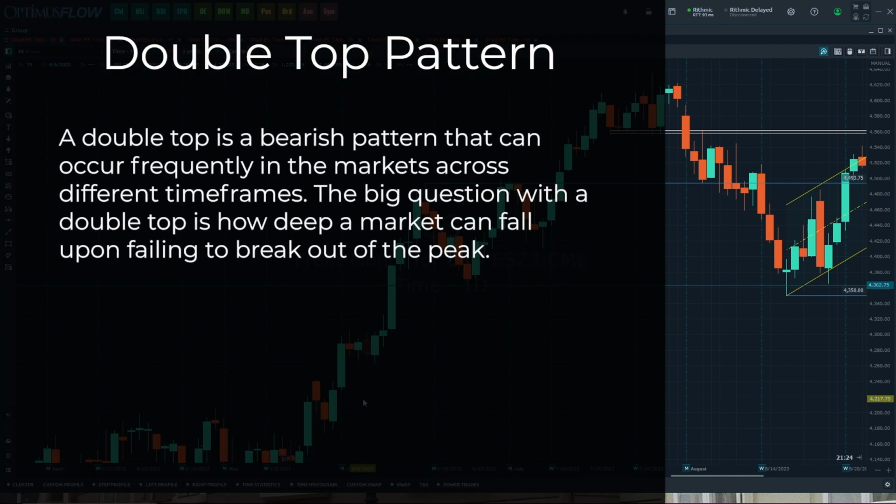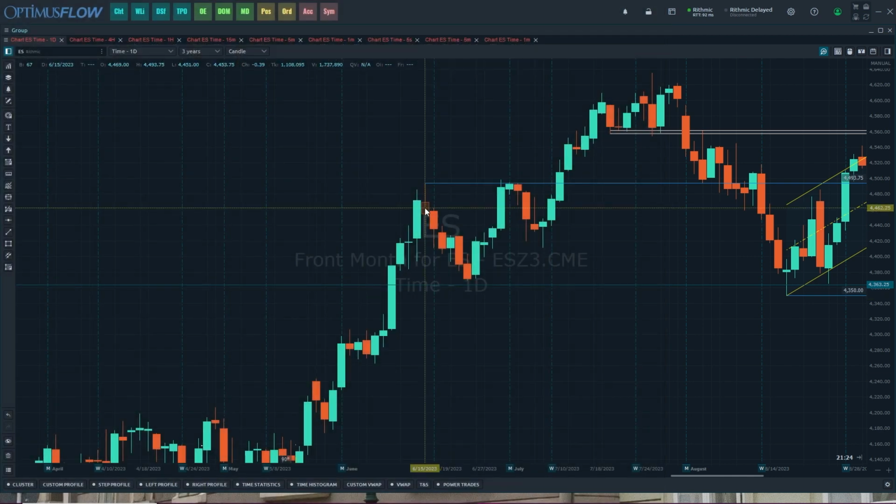A double top is a bearish pattern that can occur frequently in the markets across different time frames. The big question that we have with a double top is how deep a market can fall upon failing to break out of the peak. So here on 6/15, we made a high at 94. The market traded down from that, came back up to test it on the 29th, spent a day up here, and then fell back down.